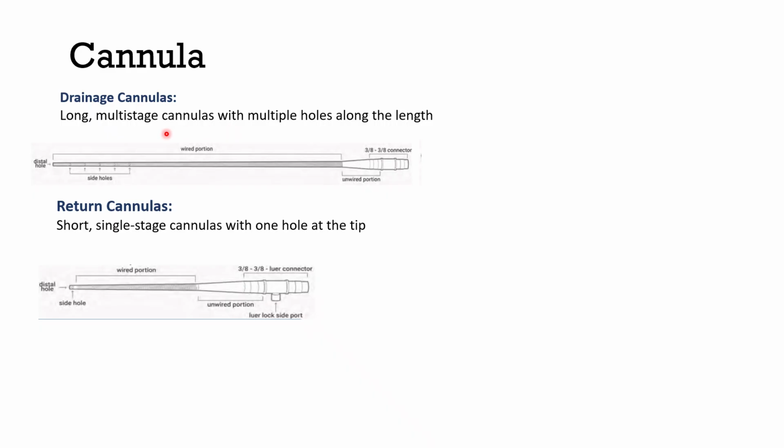First we have drainage cannulas, which transfer the blood from the patient to the circuit. Whatever the type of ECMO, the drainage cannula is always a venous cannula. It is usually a long, multi-stage cannula with multiple pores along the length, and it's wire reinforced to avoid kinking or collapsing during negative suction of the pump.